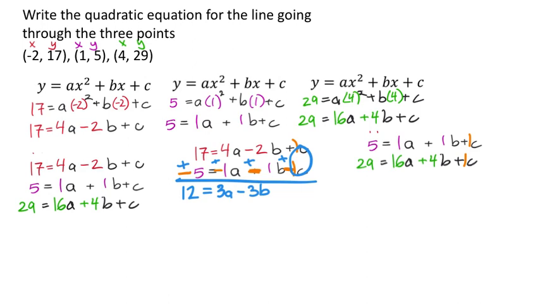So right now, again, I have the same problem. I have a 1C and a 1C. That's not going to eliminate if I add these together. So I'm going to have to make that a negative 1C right there by just changing the signs there. And now I can combine these with addition.